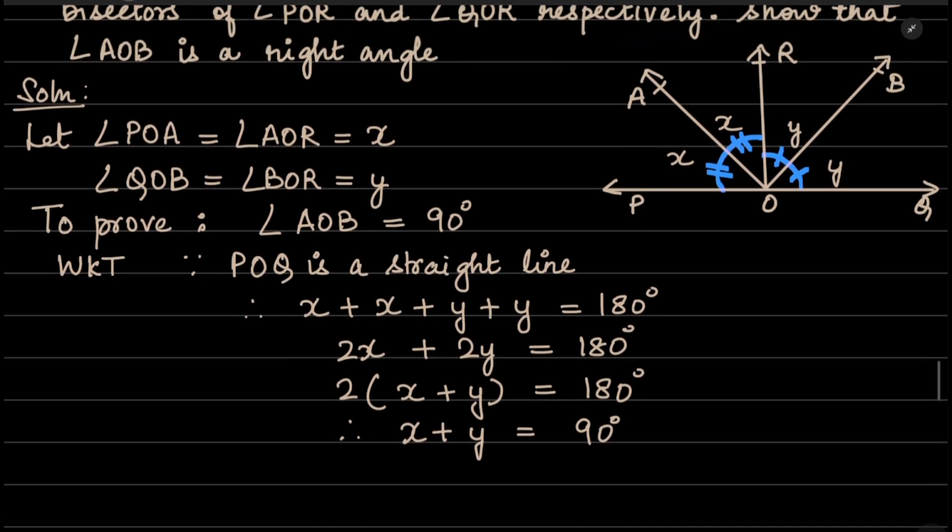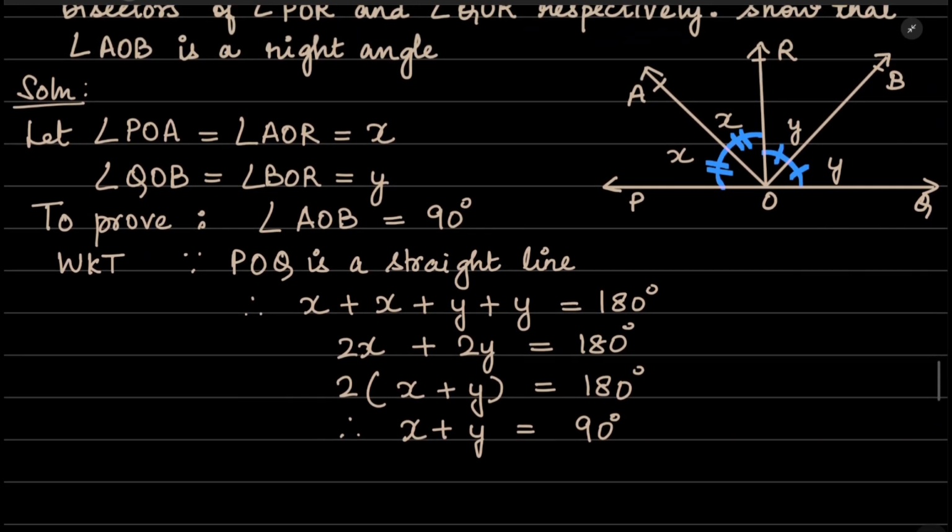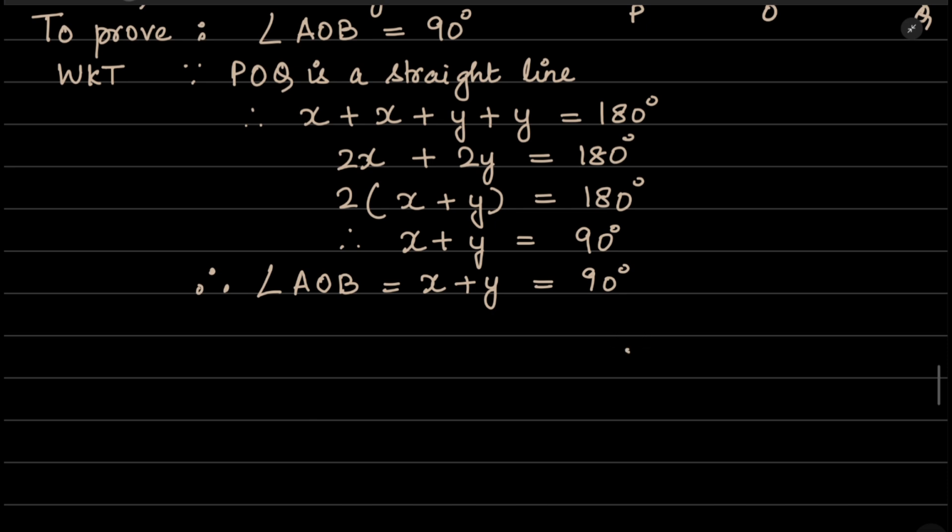And what is our angle AOB? Look at AOB, this angle. This is nothing but the sum of x and y. Therefore, angle AOB is equal to x plus y, which is equal to 90 degrees. Hence proved.